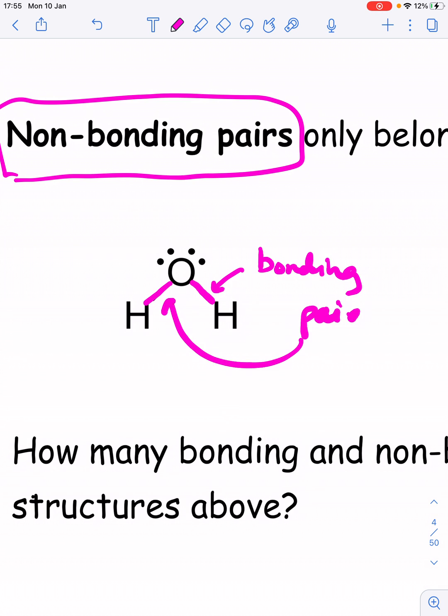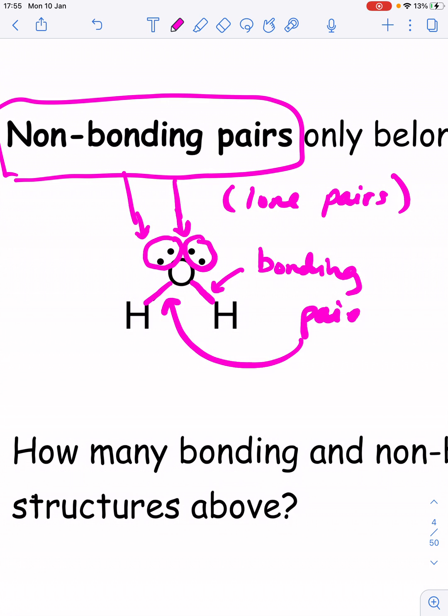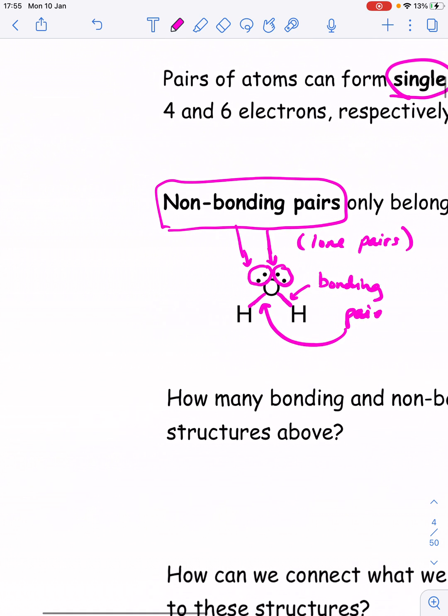And that's a bonding pair. And then the lone pairs typically get drawn as pairs of dots. So here, these are called non-bonding pairs, or I often will just call them lone pairs, and that's also a way to refer to them. In this one, we have 2 lone pairs around oxygen, and it also has 2 bonding pairs.